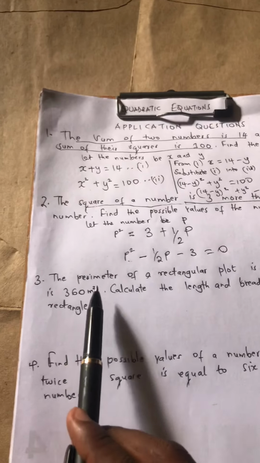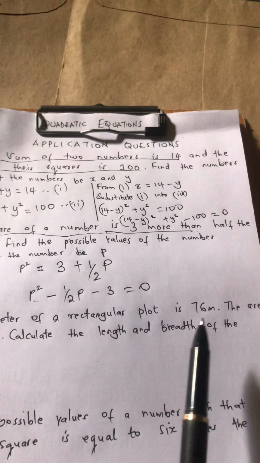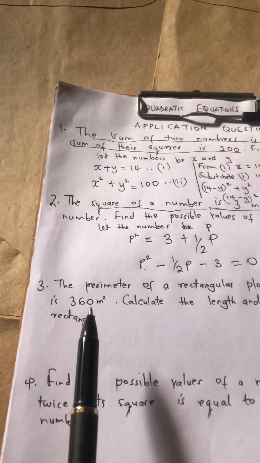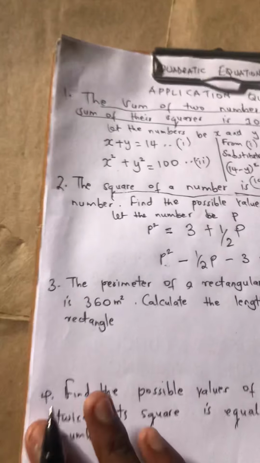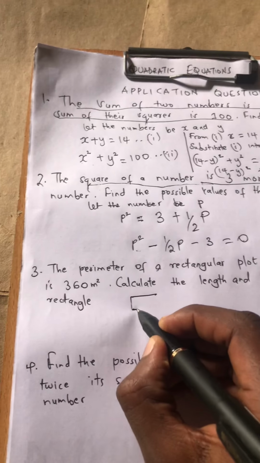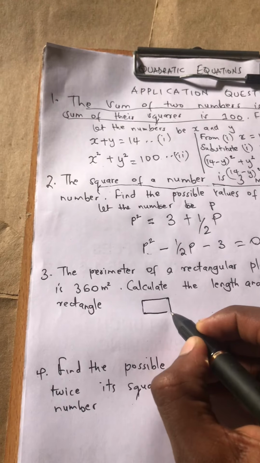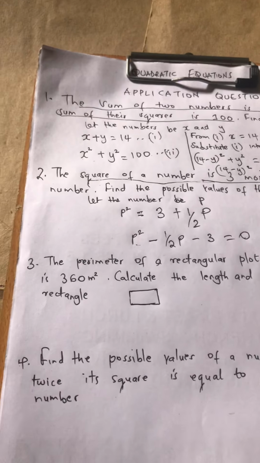The perimeter of a rectangular plot is 76 meters. The area is 360 square meters. Calculate the length and breadth of the rectangle. So what you do, first of all, sketch the shape that we are talking about. We are talking about a rectangular plot.